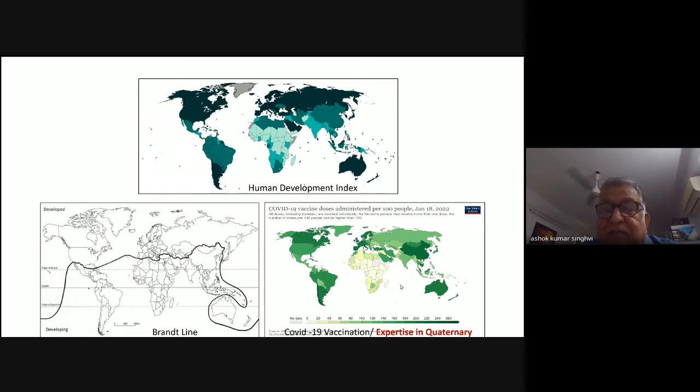If you look at the COVID-19 vaccination, and this is data valid up to 18 January, again you will find that the global south is lagging behind on the vaccine. And if I change the word from vaccination to quaternary expertise, I think the same figure will hold true, that we do not have sufficient people trained in quaternary, in climate change science in the global south to translate the science that is generated mostly in the global north to be of use. And that's a thing we need to be worried about.